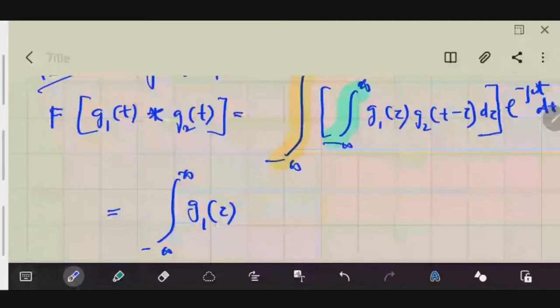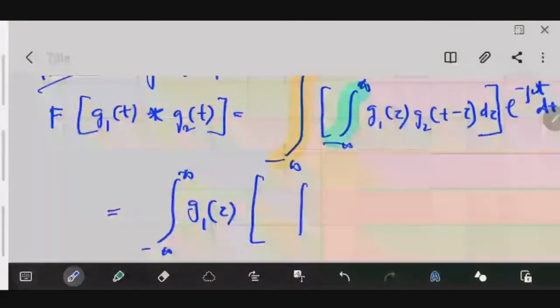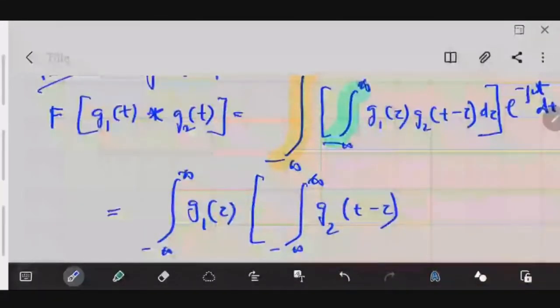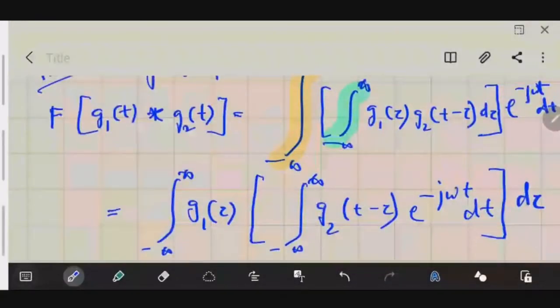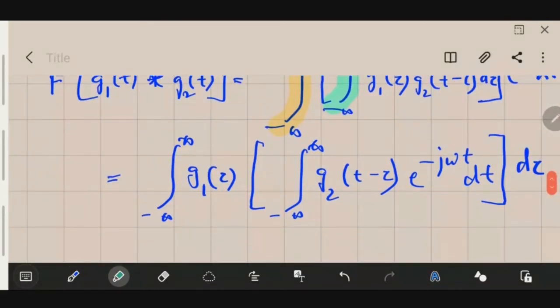Then I will keep a square bracket here, then the integral from minus infinity to infinity of g2 of t minus tau, then e to the power minus j omega t dt. So I have brought this inside. Then let me close the bracket here, and then d tau. Got it? Now you can see that the inner integral is the Fourier transform of g2 of t minus tau. Just look at this inner integral.